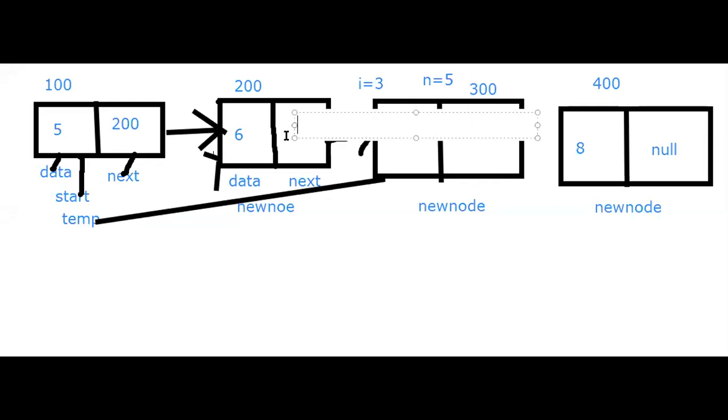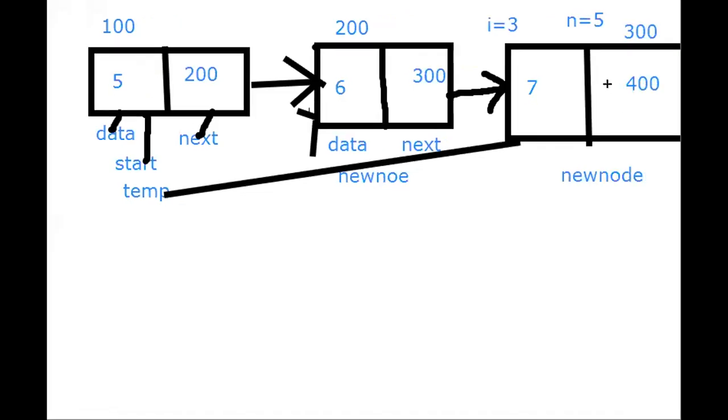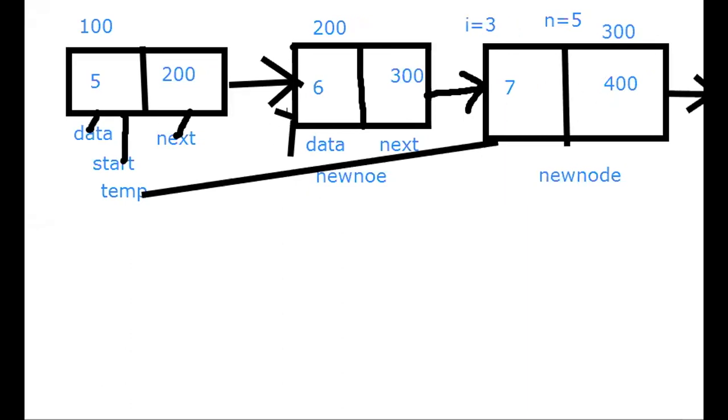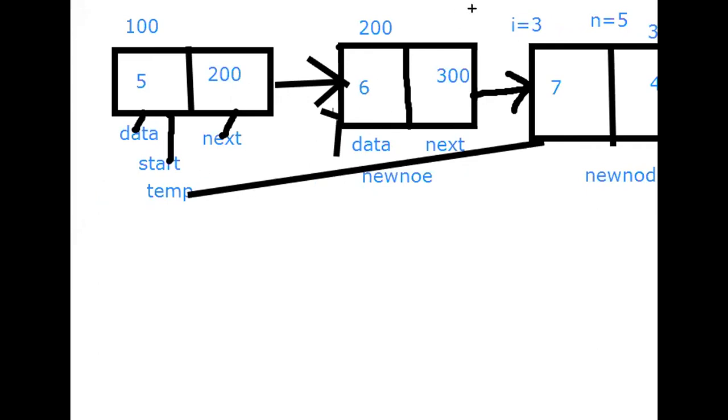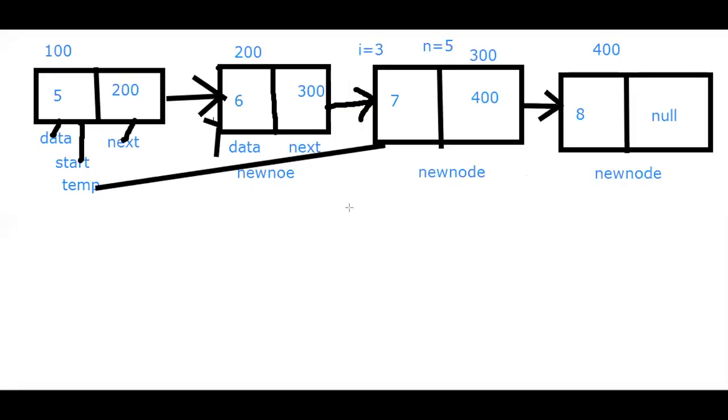This block continues 300. This block continues 400. Mean, this block point next node. Let's see. Temp next mean this. Temp point this block. Then temp next. Temp the value of this block allocated in temp. Mean temp point this block.